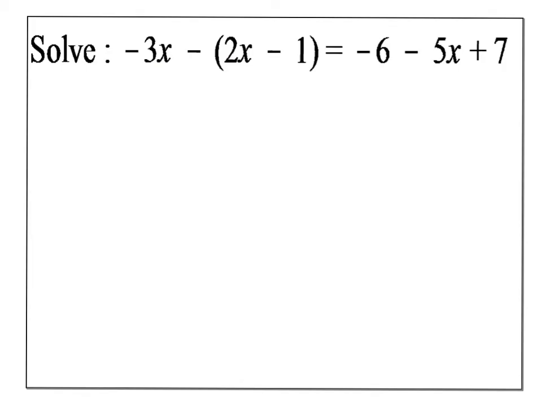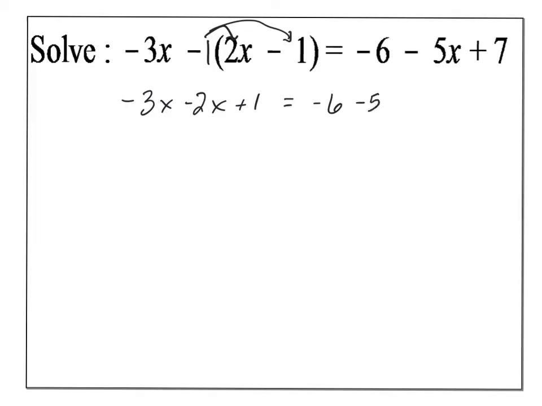So here I have an equation again. It's not simplified, so we have to simplify before we can actually do the equation. So I have to distribute this -1 here. So I'm going to go ahead and rewrite this. -3x minus 2x plus 1. If you have to draw the arrows, please do, because a lot of times we'll lose that negative.